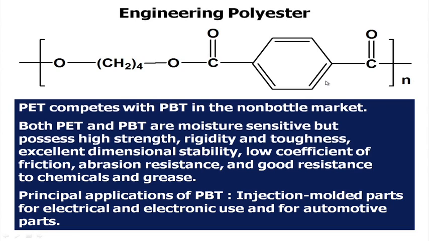polyethylene terephthalate. Polyethylene terephthalate can be available in the form of film, it can be available in the form of fiber, it can be used for making molded plastic products, say beverage bottles or drinking water bottles are made of PET polymer, polyethylene terephthalate polymer. But PBT is flexible.